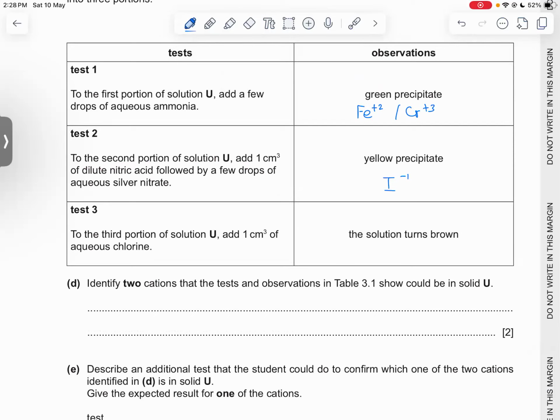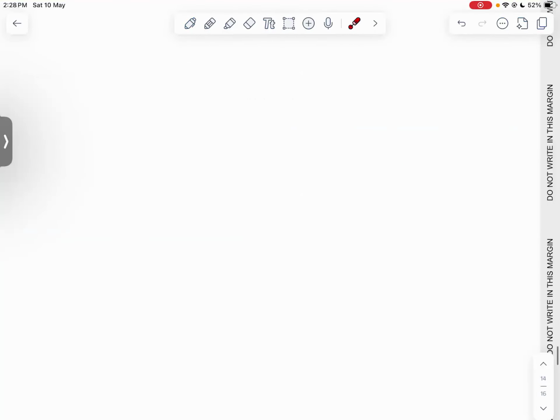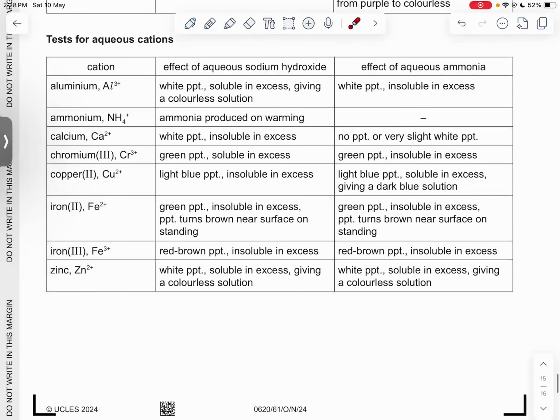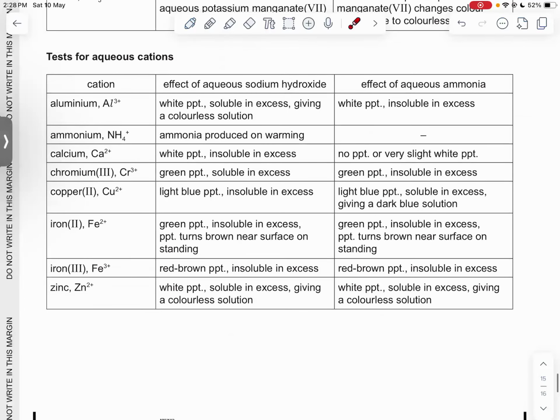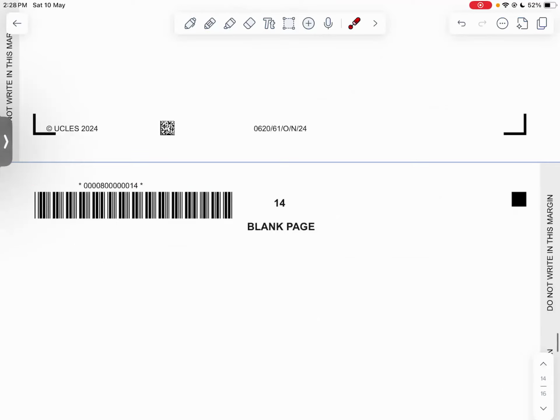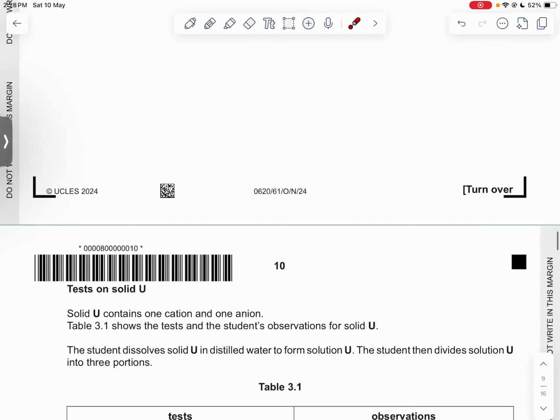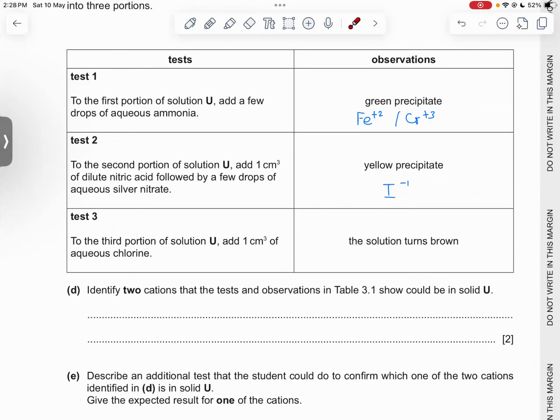Why is it either chromium or Fe2+? Because if you go back downstairs and look at the cations and the effect of ammonia, you're going to see for chromium that green precipitates are formed. You're going to see for iron that green precipitates are formed. Only chromium and iron have green precipitates when they are added to ammonia. All right, I remember this because the sir said to revise the colors.